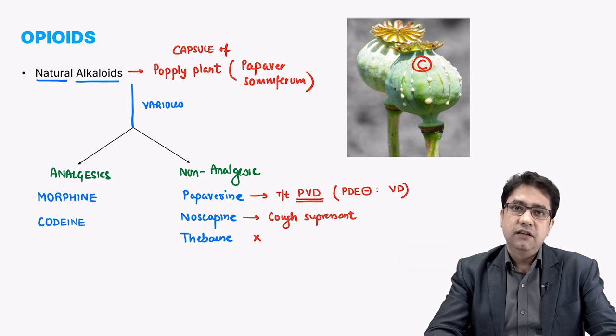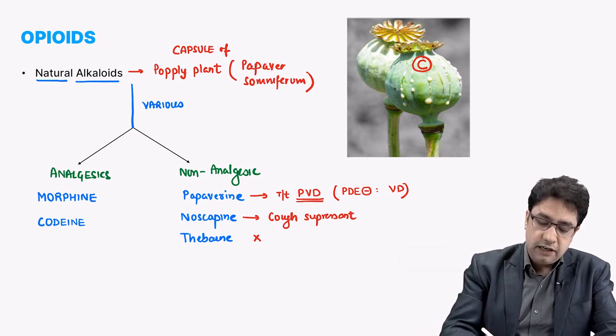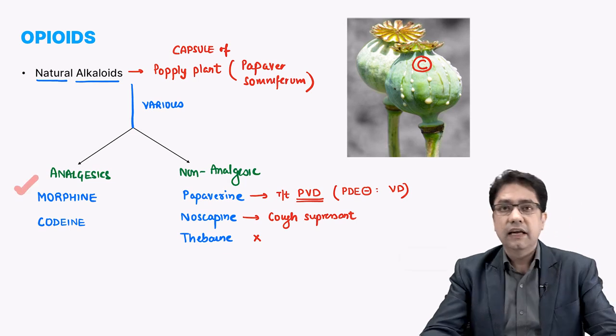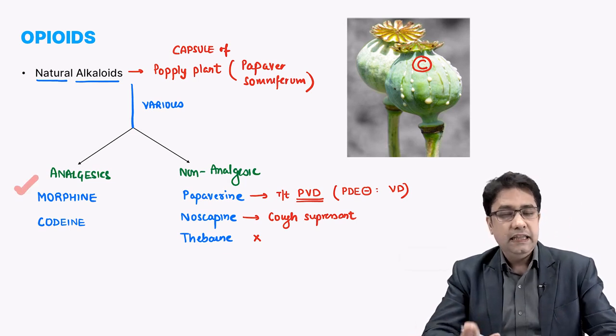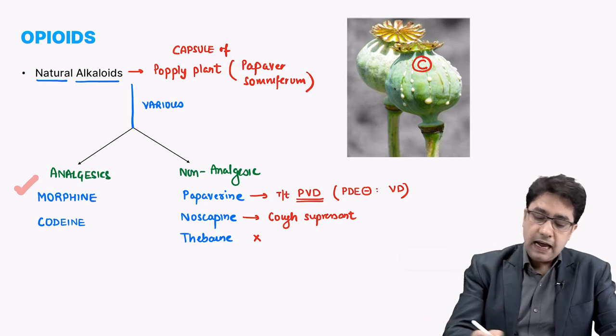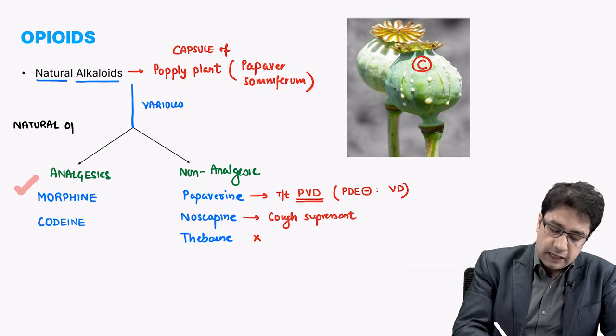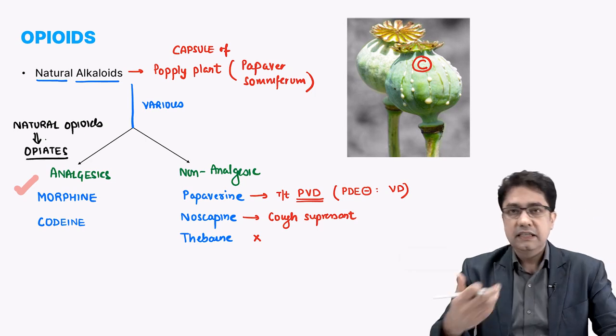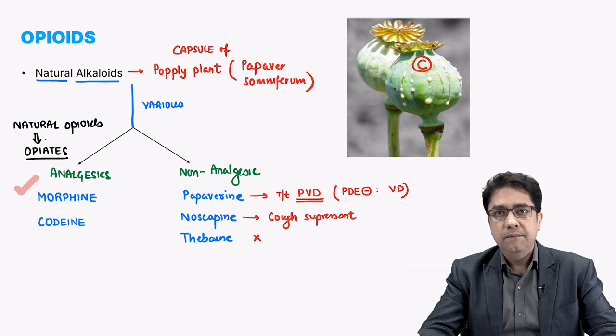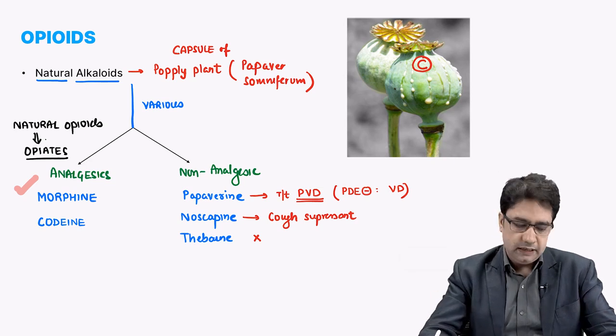Now in this section, we will mainly focus on analgesic drugs like morphine and codeine, and these two are natural drugs. An important point is, natural opioids are also known as opiates. While we will be discussing certain synthetic drugs as well, they will not be called opiates.